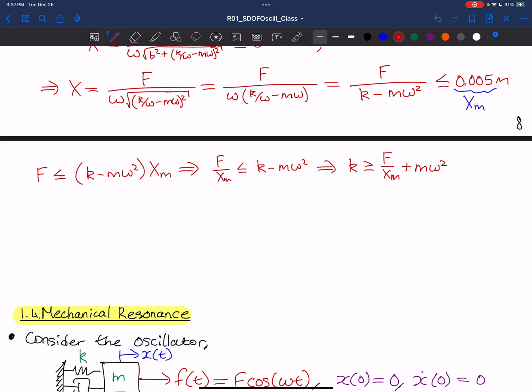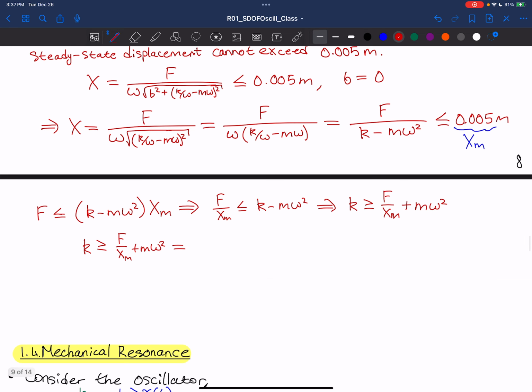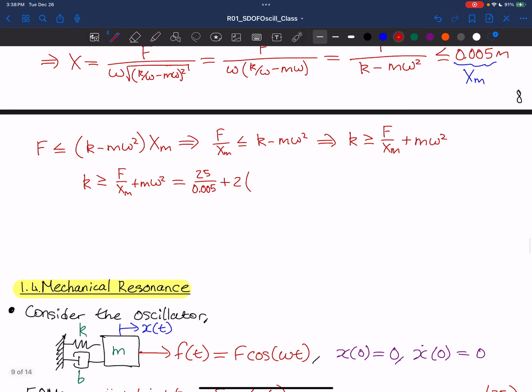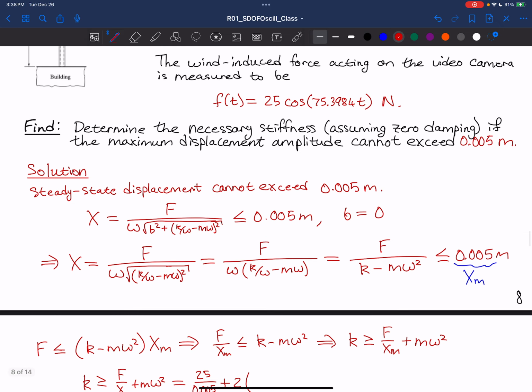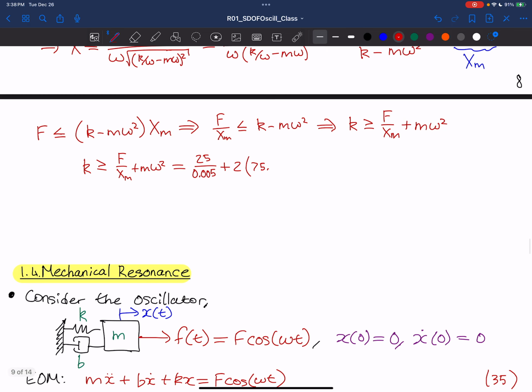Okay, so we're going to add some numbers here. K must be greater than or equal to F divided by big X sub M plus M omega squared. This is then equal to, what was our force? The amplitude was 25, divided by 0.005, plus, and the mass here was 2 kilograms, right? And that frequency in radians per second is 75.3984, this quantity squared.